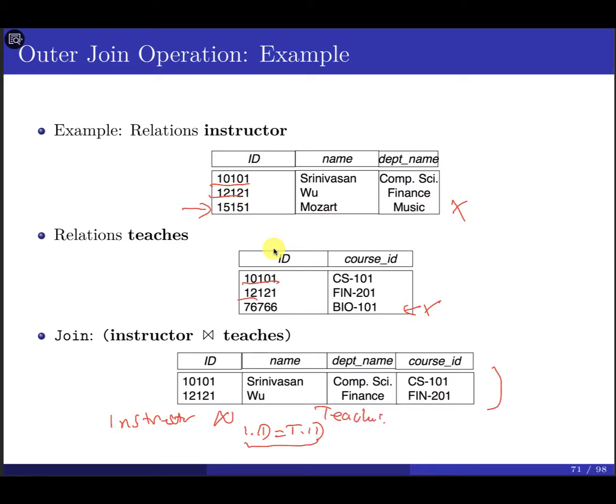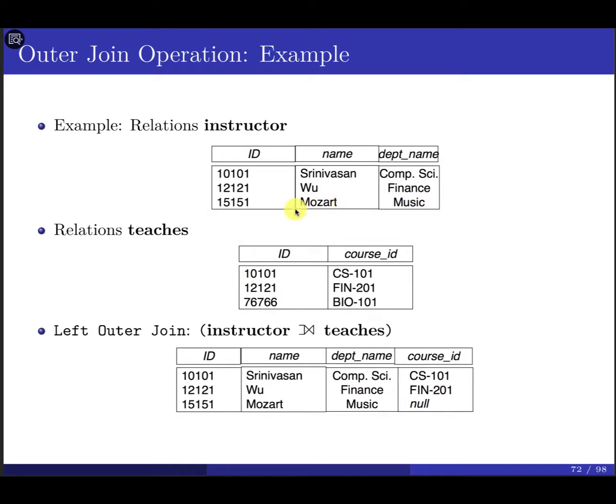So since I'm using theta join, what am I going to have in this case? The result is going to be instructor.id, name, department name. Then after that we have teach.id, because this is theta join. If I have a common attribute, I'm going to list all of them. I'm not going to drop any attributes. Then the last one is the course ID. Okay, and we're going to have two tuples here. So that's the difference between theta join and join.